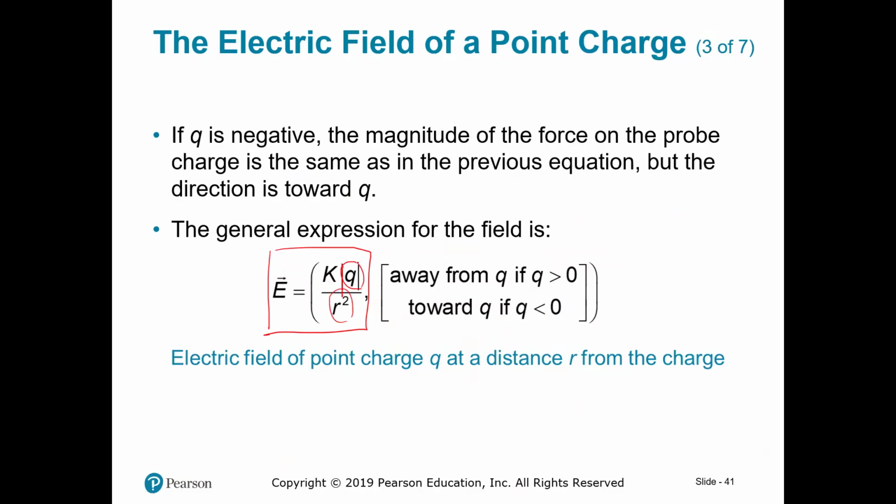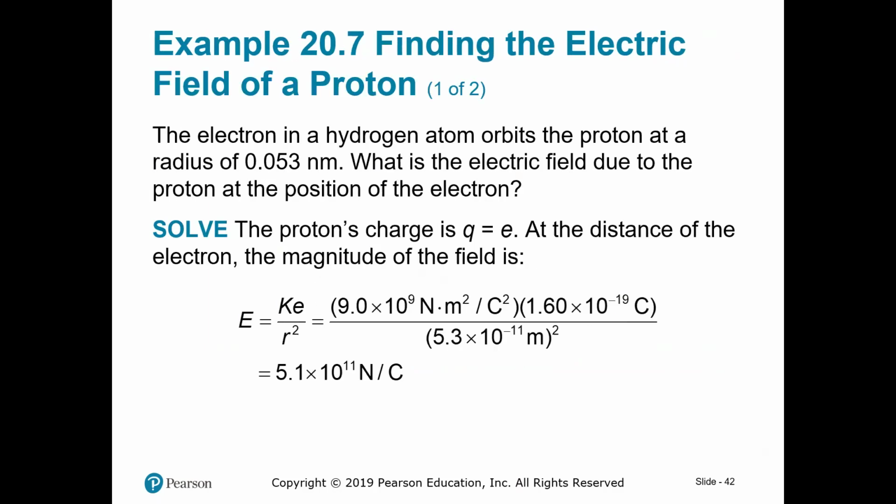We use the absolute value here because this time we do not care about the sign; we are interested in magnitude only. But if it's a positive charge, the field is away from Q. If it's a negative charge, it will be toward Q. I will give you some pictures for this, but for now, let's focus on the magnitude, k Q over R squared.